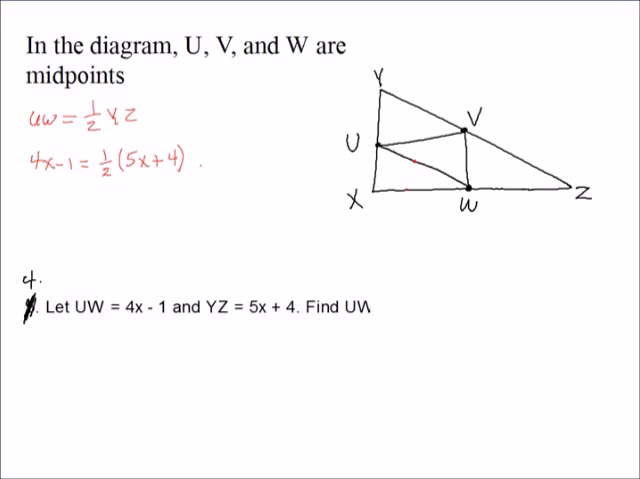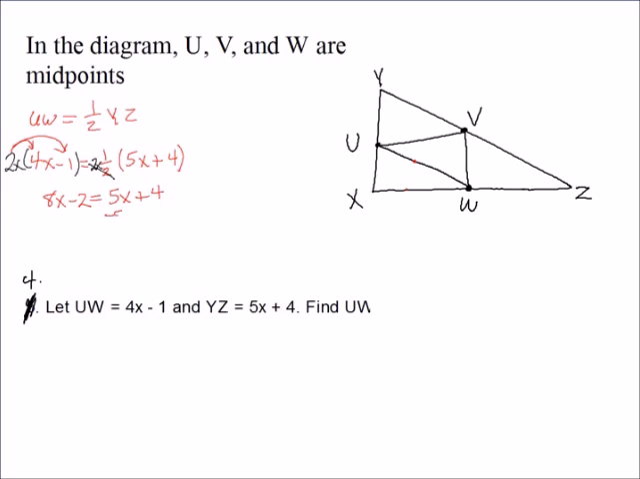Let's go ahead and multiply both sides by 2. If we multiply this by 2 and we multiply this side by 2, these 2's right here are going to cancel. And we have the distributive property. So 2 times that, 2 times that. So we have 8x minus 2. And then this 1 is going to be right here. So 1 times this, 1 times this is equal to 5x plus 4.